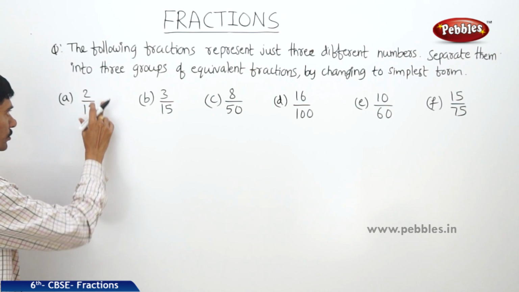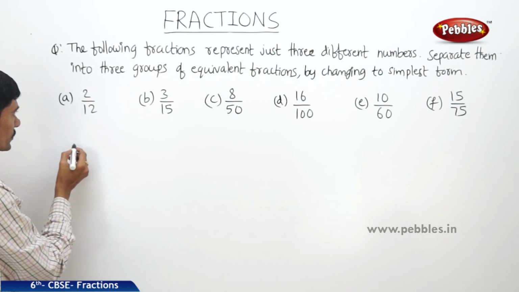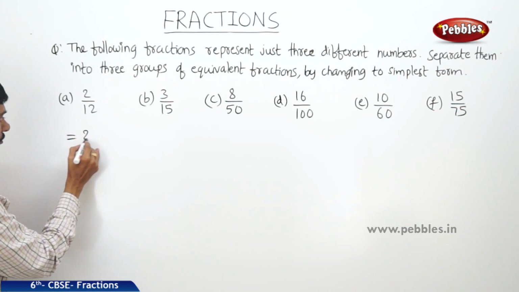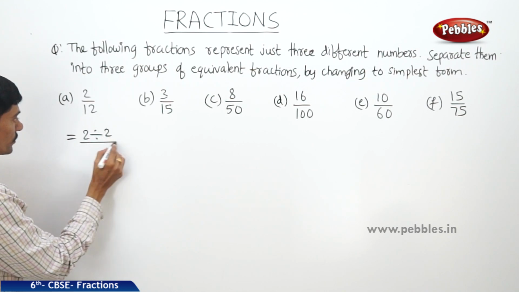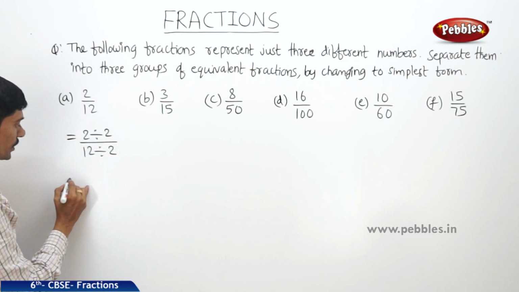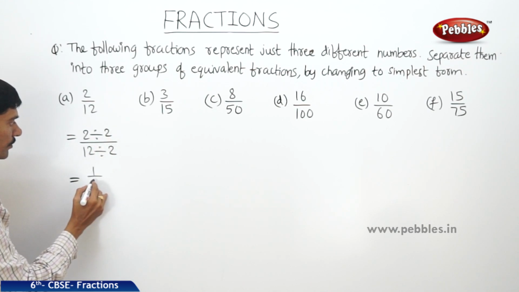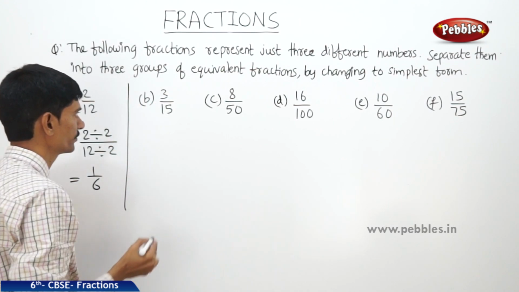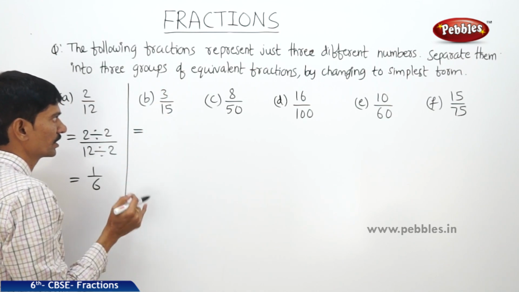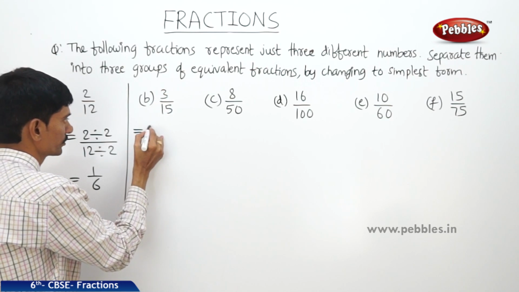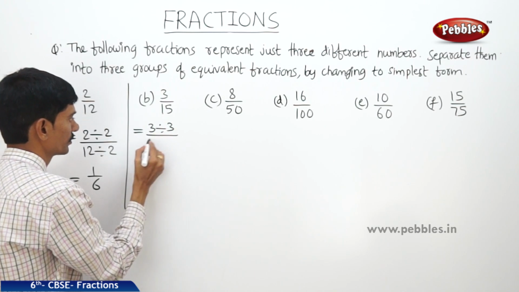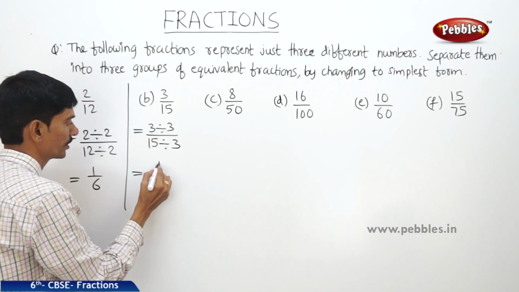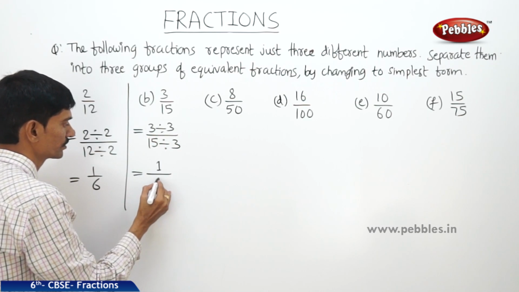So the first fraction is 2 by 12. If you write the equivalent fraction of 2 by 12, both numerator and denominator are divided by 2. So 2 divided by 2, 12 divided by 2. We get 1, 2 divided by 2 is 1, 12 divided by 2 is 6. So this is 1 by 6. Next 3 by 15. Here both numerator and denominator are divided by 3. So 3 divided by 3, 15 divided by 3. This equals 3 by 3 is 1, 15 by 3 is 5.